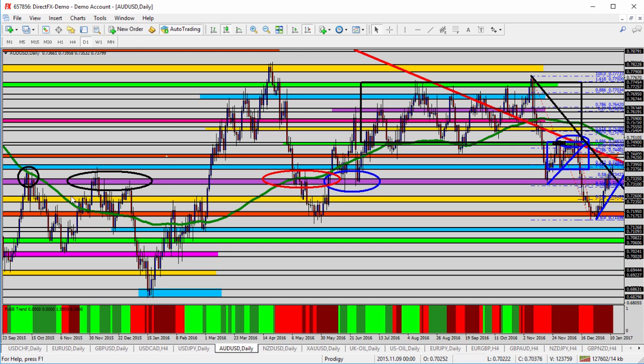So this is a similar scenario that we're in right now, where we're touching the blue zone as resistance like it did back where the black circles are, and now potential is that it reverses and goes down. The risk is, of course, that it breaks the blue zone and continues to go higher.